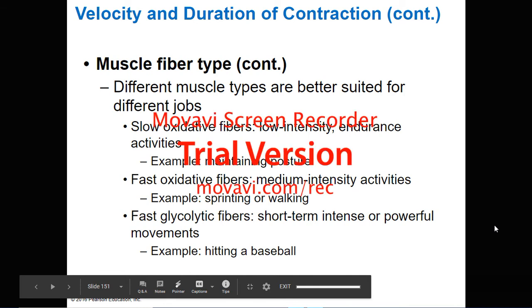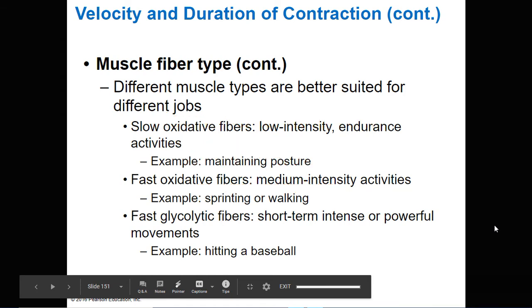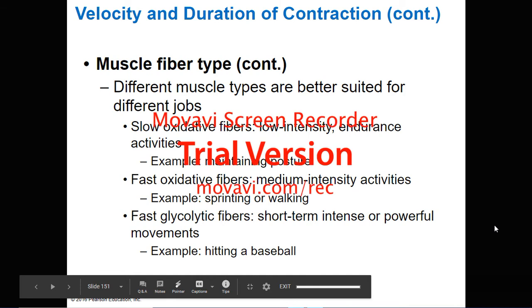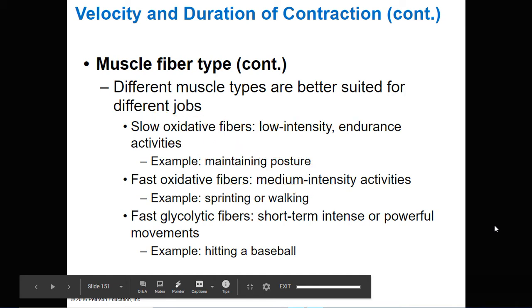So again, slow oxidative fibers are red in color because they have an abundant supply of myoglobin. They generate ATP through aerobic respiration. They contract slowly because of their slow myosin ATPase activity. They resist fatigue and have high endurance. They're thin, generate relatively little power, and have many mitochondria. An example of where these fiber types are used is in maintaining posture.